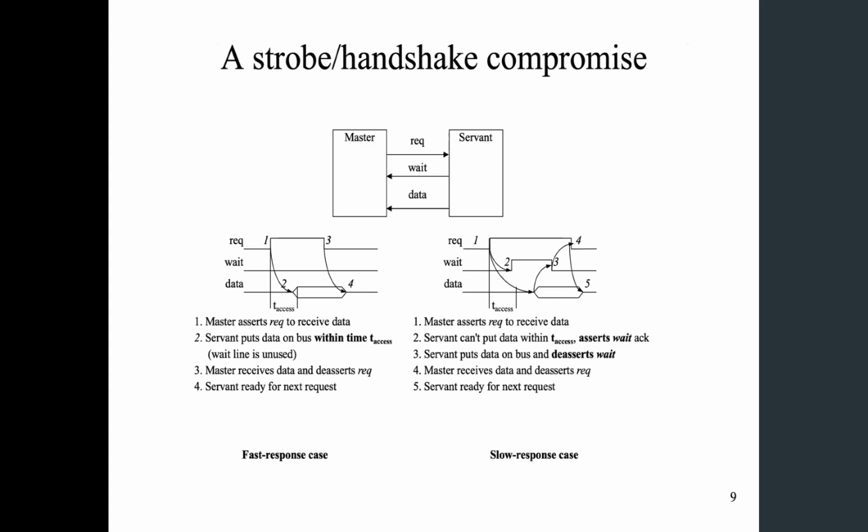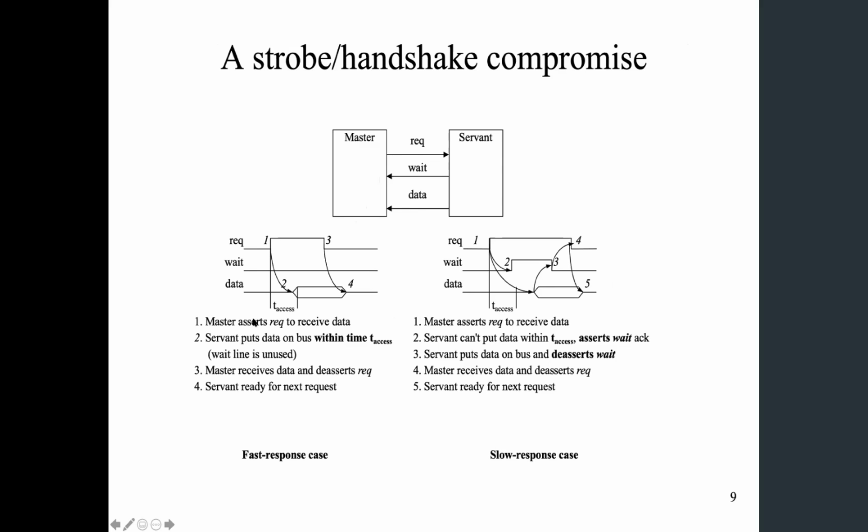The next one is a combination of both. We can say there's a compromise, and physically we have a request signal, we have a wait signal, and we have data. Okay, the story is the same, or the goal is the same. The master is trying to read data from the servant.